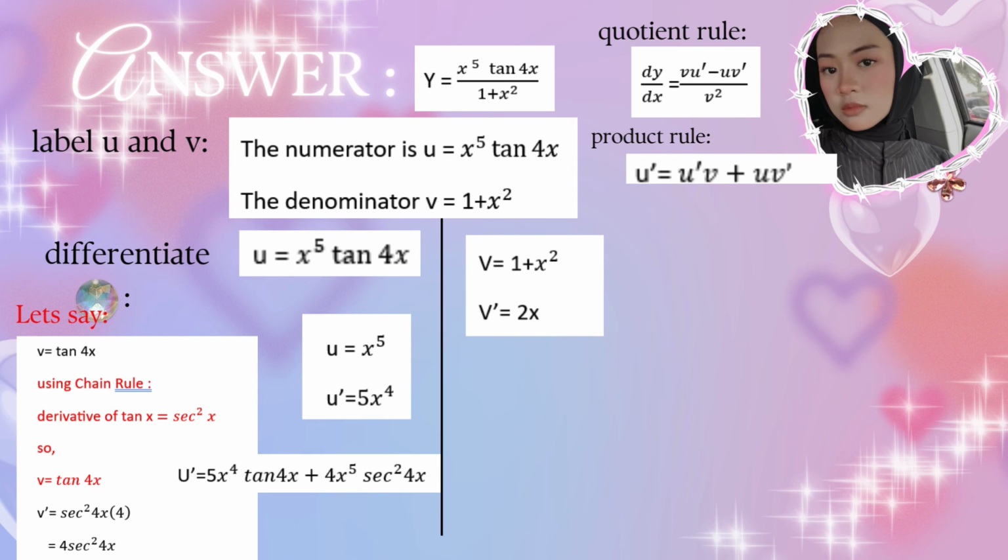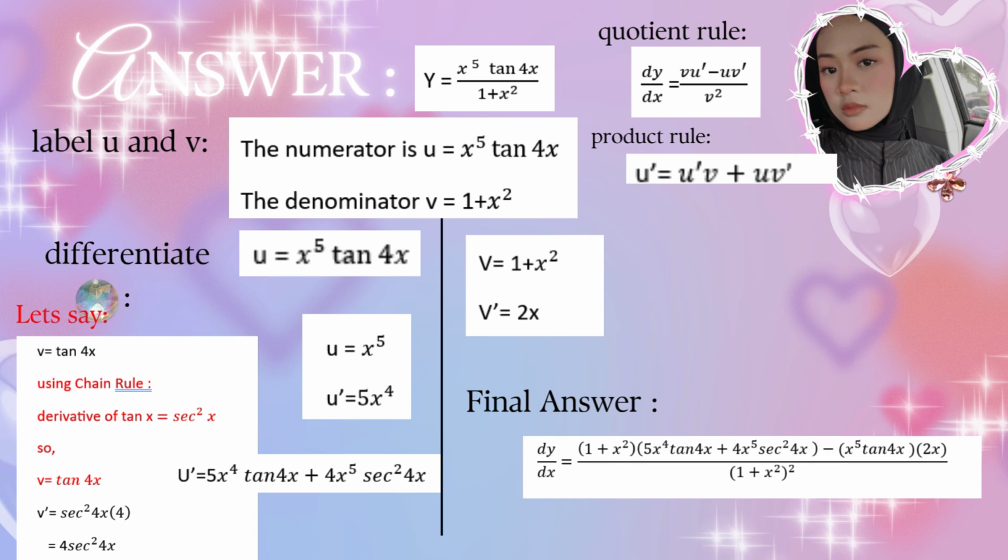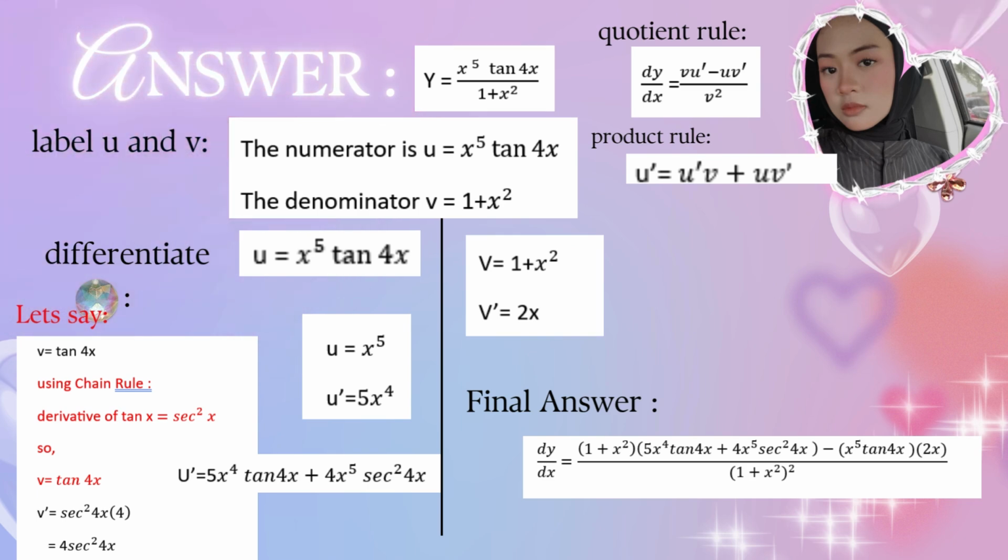So now we can plug them into the quotient rule formula. The final answer that we got is dy over dx equals open bracket 1 plus x squared close bracket times open bracket 5x to the power of 4 times tangent 4x plus 4x to the power of 5 times secant squared 4x close bracket minus open bracket x to the power of 5 times tangent 4x close bracket times 2x, all over open bracket 1 plus x squared close bracket squared.